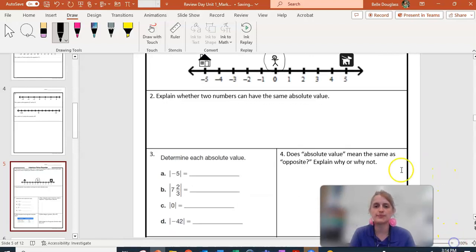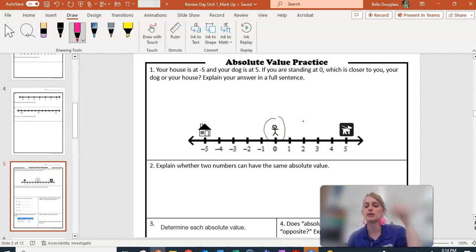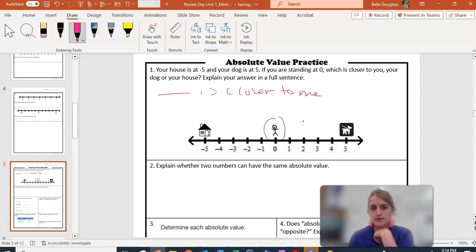We have your house on one side and your dog on the other. Your house is at -5, your dog is at 5. If you're standing right there at 0, looking so fabulous, which one is closer to you? You need to explain. So you're going to say, my blank is closer to me because. So I'm looking for a full sentence. Tell me why.